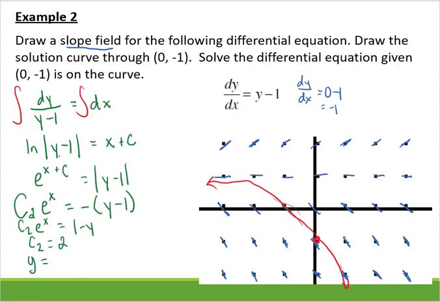So my equation ends up being C2 is 2, e to the x equals 1 minus y. If I solve for y, I get 1 minus 2 e to the x. Now, if you notice, that's some exponential curve sloping down, horizontal asymptote 1. So I wanted to show you guys how this curve relates to this curve, which relates to the slope field. So I think that's an important concept for you guys to realize.